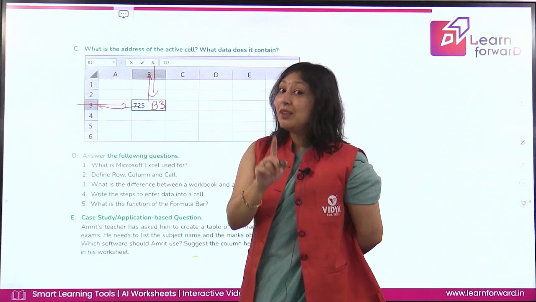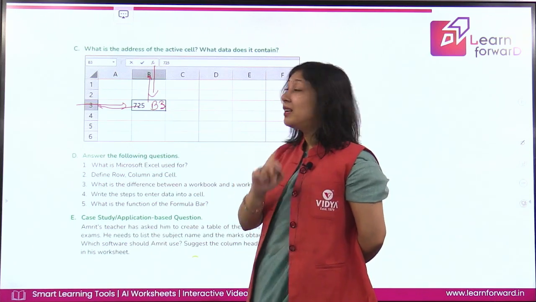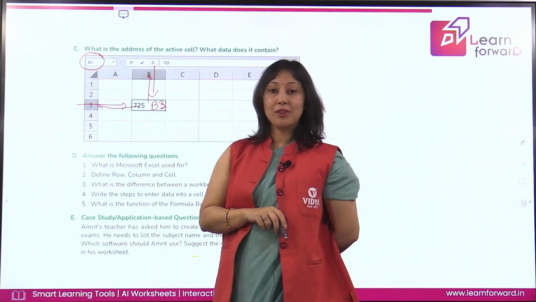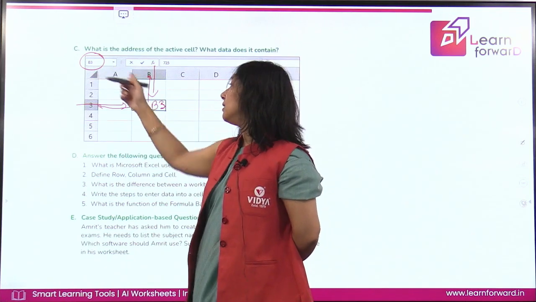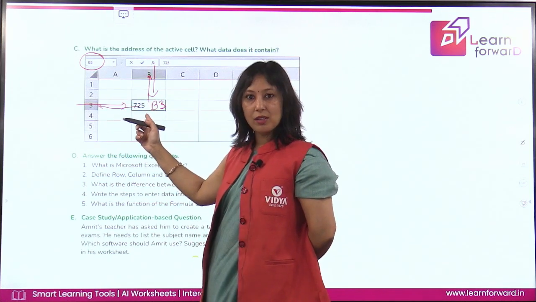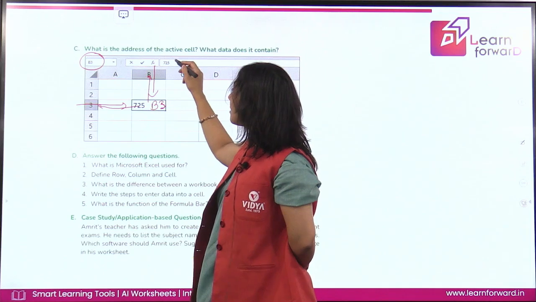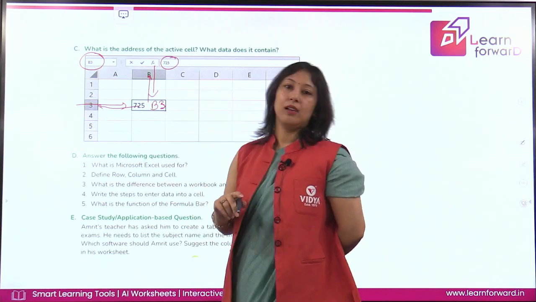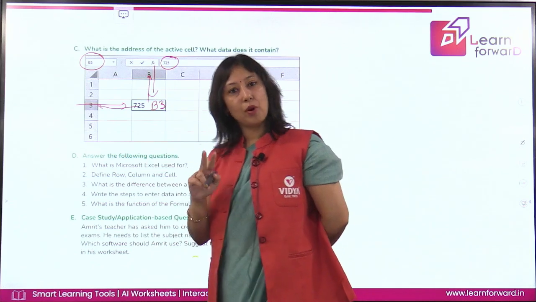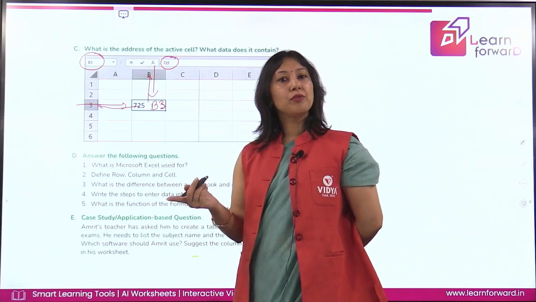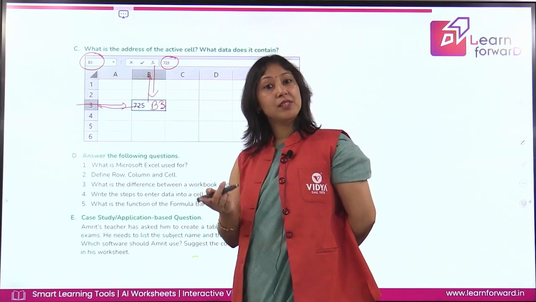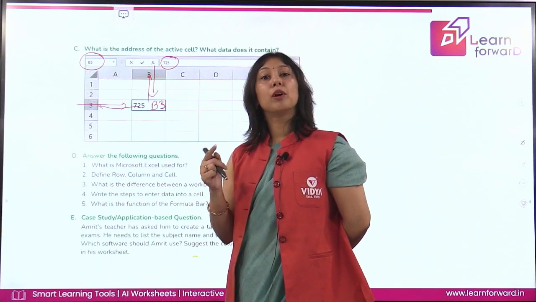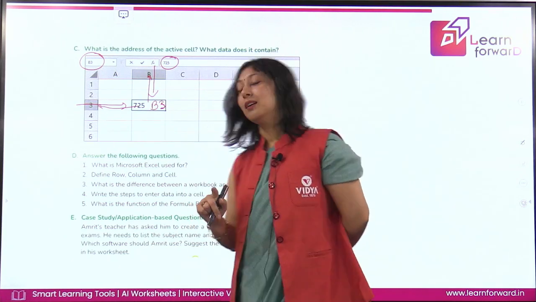You can even get this address in the name box. Where is the name box? See, this is the name box, right? The name box basically contains the address of the active cell, and this is the formula box which contains the content of your cell. Okay, so the two boxes are there. You have understood both of them. Name box, the address of the cell, and formula box, which basically contains the content of your cell.